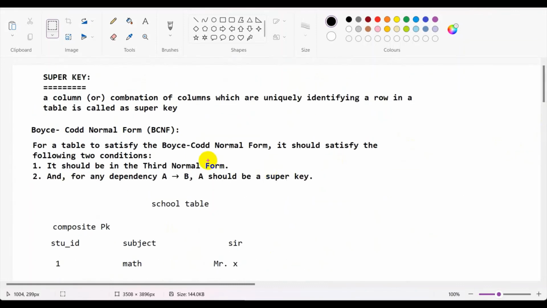So for a table to be in BCNF, it should satisfy third normal form, and for any dependency A to B, A should be a super key. So this is about BCNF.